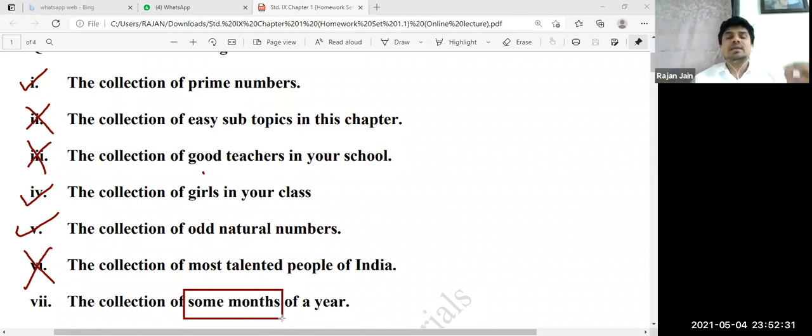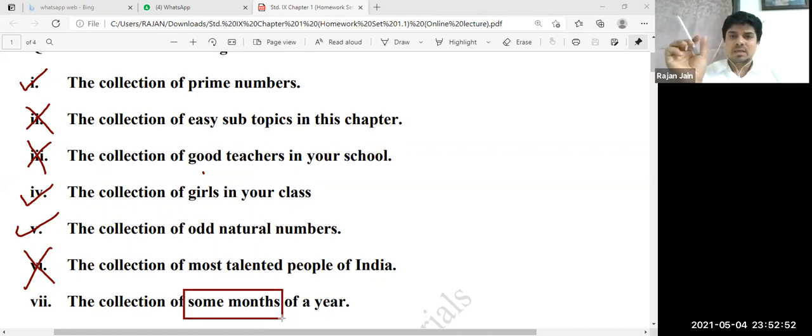Suppose it was given as a collection of months whose spelling starts with a letter J, then I can tell you January will belong to that collection. February is not going to belong to that collection because a specific definition is given that the spelling has to start from the letter J. But nothing like that is given here.